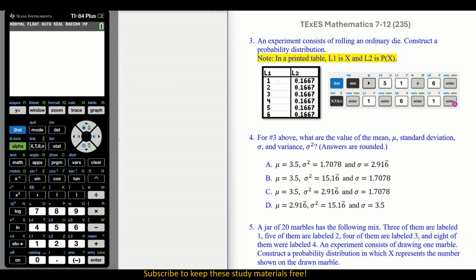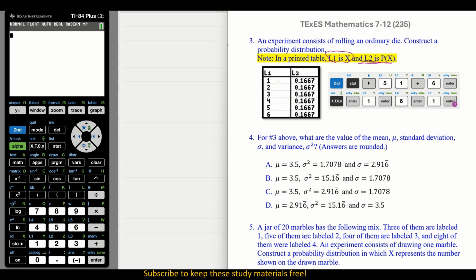Number 3, an experiment consists of rolling an ordinary die. Construct a probability distribution. We'll do that on our TI-84. Note, in a printed table, L1 is X and L2 would be our P of X. So we'll move on with that. You'll see that in a moment.